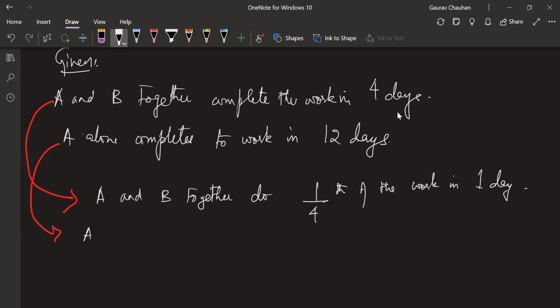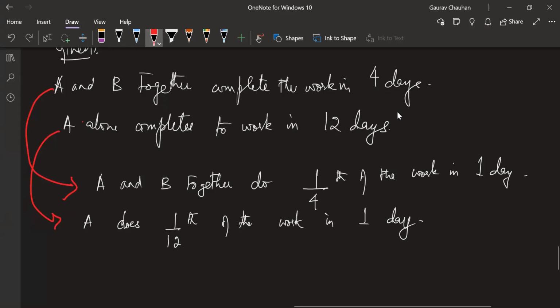Deepak, similarly, can you tell me from this what you are concluding? A will complete 1 by 12. A does 1 by 12th of the work in 1 day. In 12 days he finishes his work. Okay. All right. Can we form a similar statement for B now?